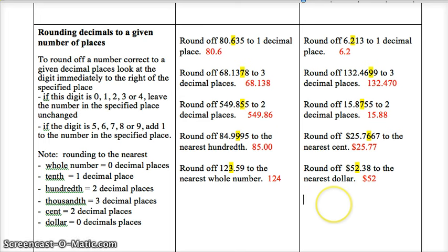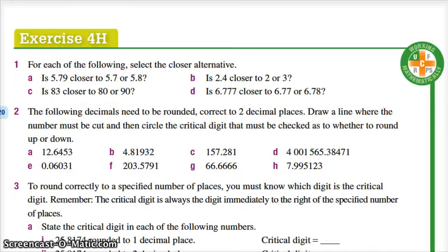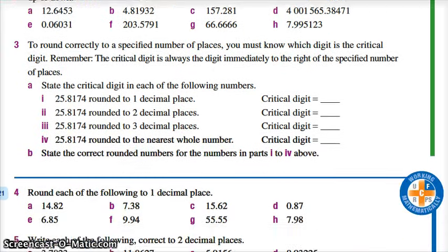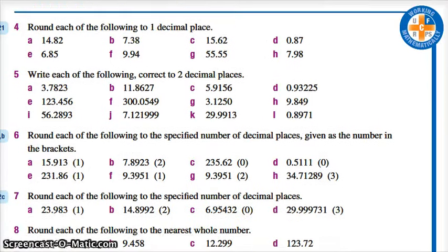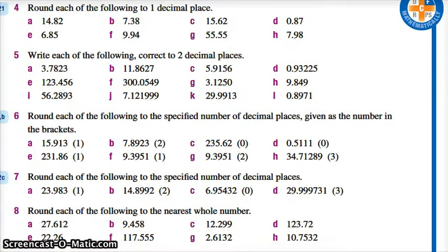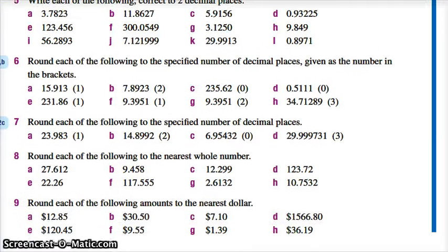Okay, you can now go to your textbook and I'll let you know which exercise you need to do. The exercise is exercise 4H, and you can start by doing question 1. You can also do questions 4, 5 and 8 and 9.